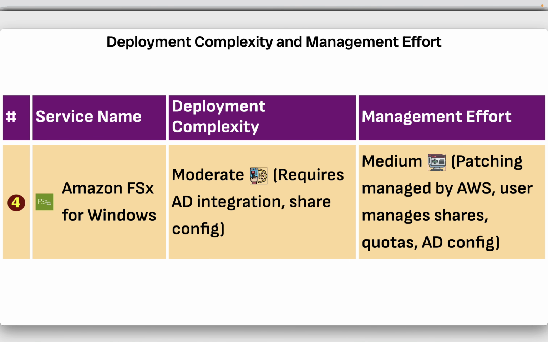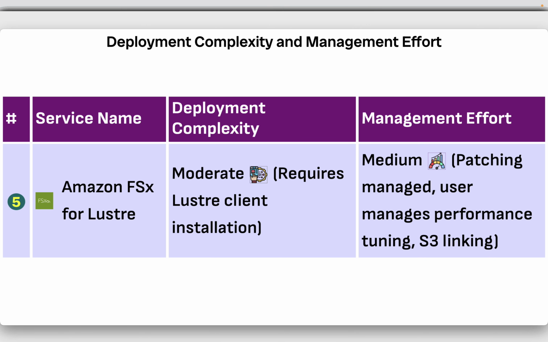Next, we have FSx for Windows. Deployment complexity is moderate, and some tasks involved could be AD integration, share configuration. Management effort is medium. So patching is managed by AWS, and user will manage the shares, quotas and AD configuration. Next, Amazon FSx for Lustre. Deployment complexity is moderate. It requires Lustre client installation. Management effort is medium, and patching is managed by AWS. User manages performance tuning and linking with S3.